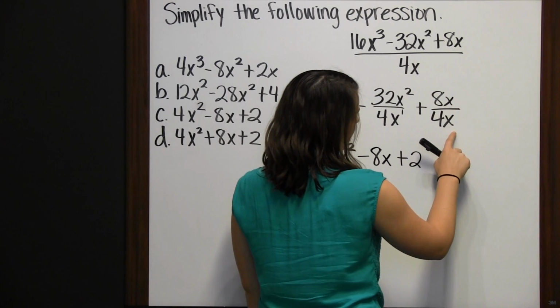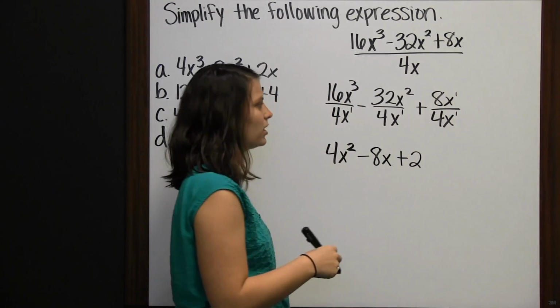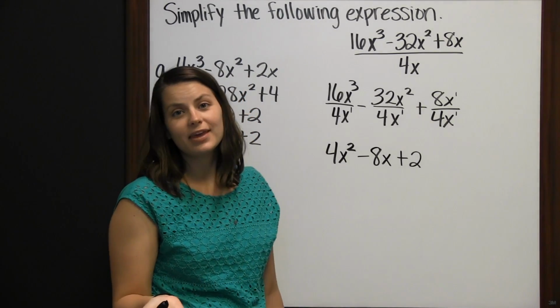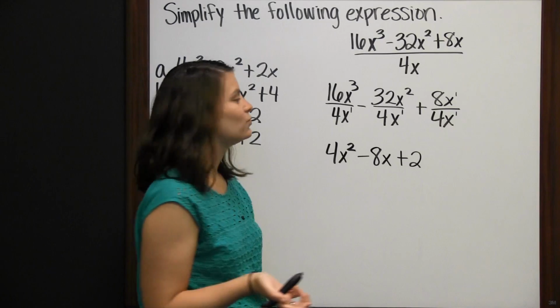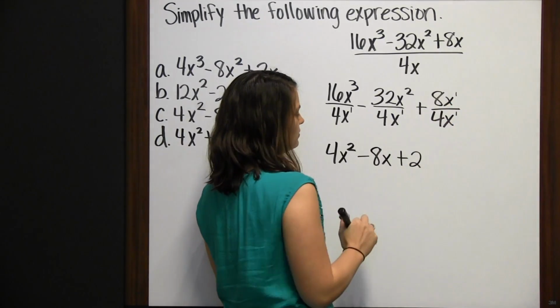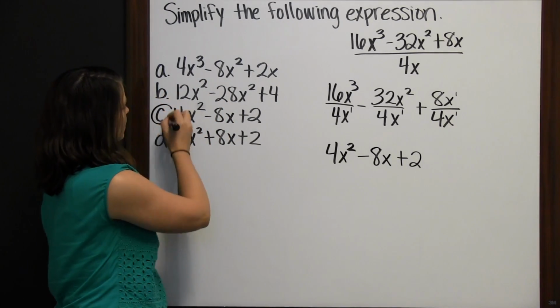And x divided by x, or x to the first divided by x to the first, 1 minus 1 is 0. Or you can just think anything really divided by itself is 1. So x divided by itself is 1. And 1 times 2 is 2. So our answer is C.